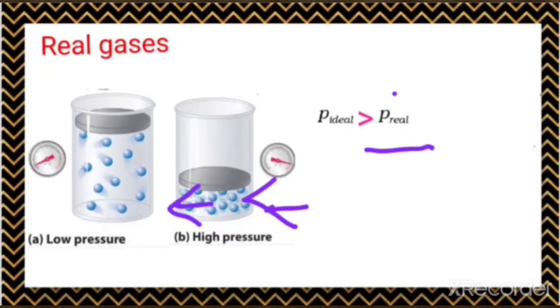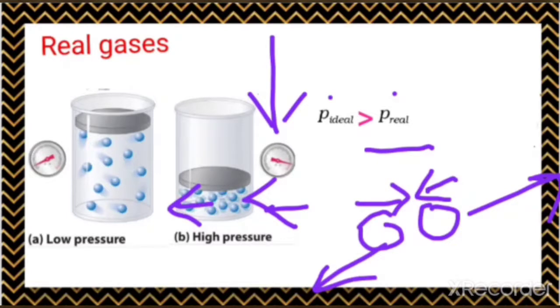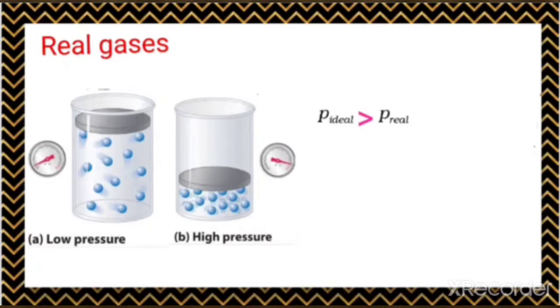So, the pressure exerted by the real gas is seen to be less compared to the pressure exerted by the ideal gas. Why? Because there is a force of interaction between the particles. When we increase the pressure, the particles are quite close, and when the particles are quite close, they interact with each other. So they will not hit the container with full impact. Because of this, the pressure exerted will be less. That's why the pressure for real gases is less compared to the ideal.